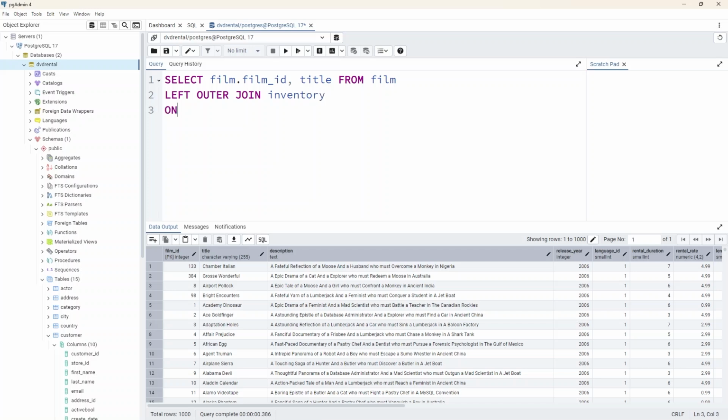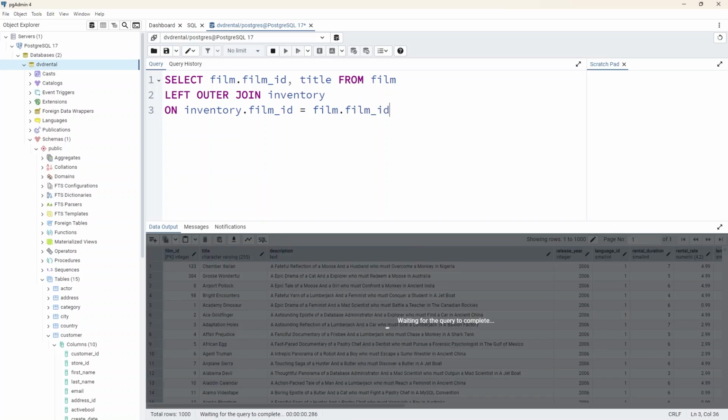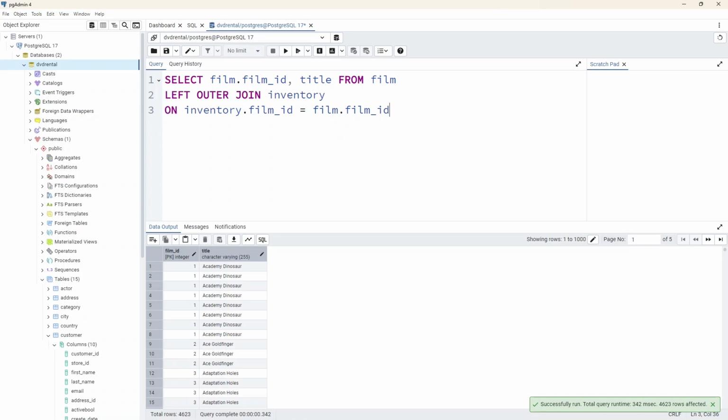And now we need to define the key column. So we're going to write inventory.film_id, which should be equal to film.film_id. Now let us run it. We now have the data output of all the films that exist in the table film, and also the film that is available in the inventory. This means that you can go ahead and rent out these movies.